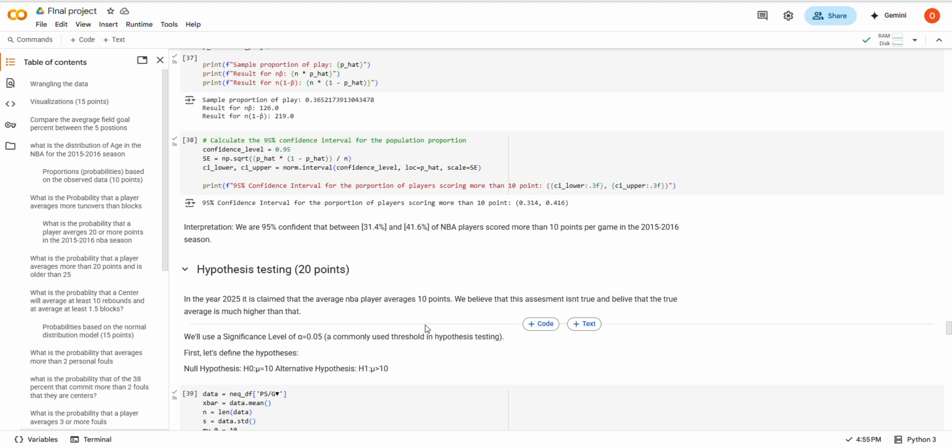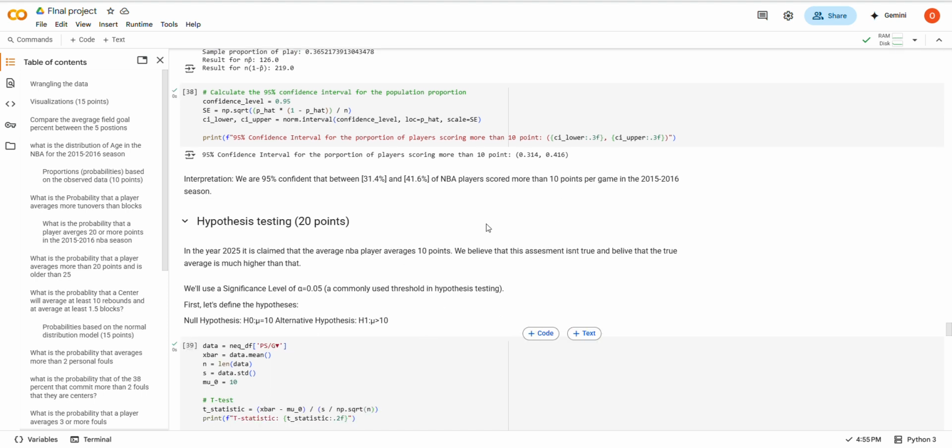Moving on to the next part of the notebook, which was hypothesis testing.